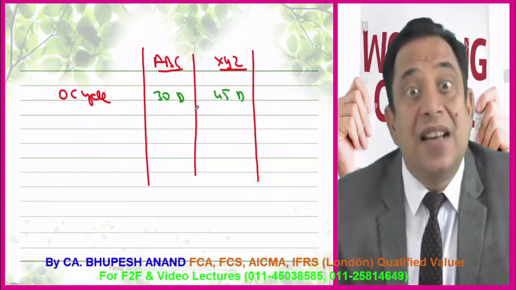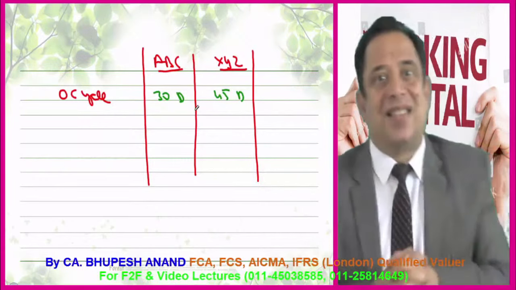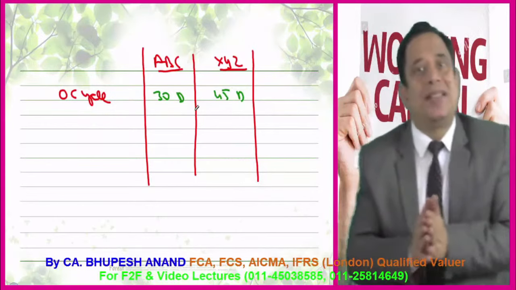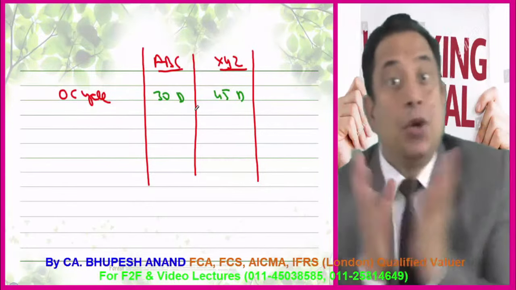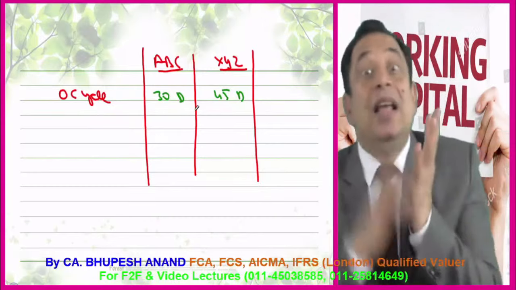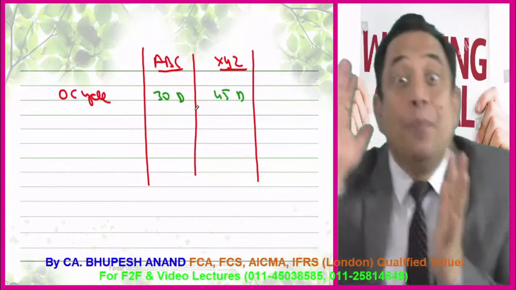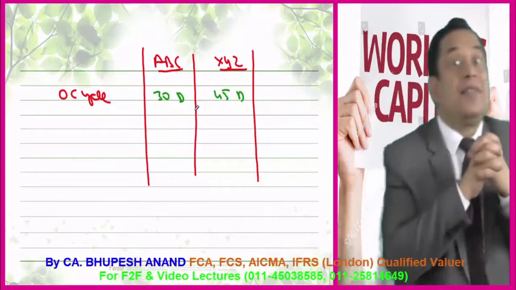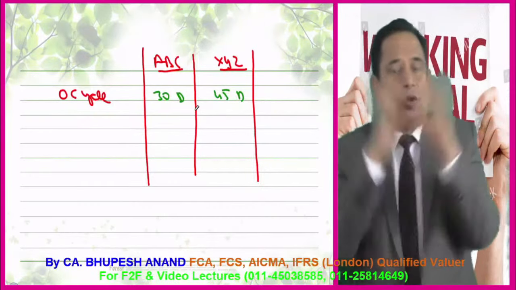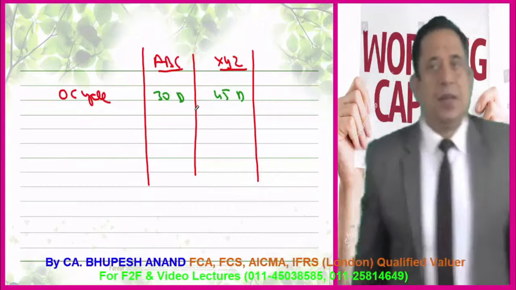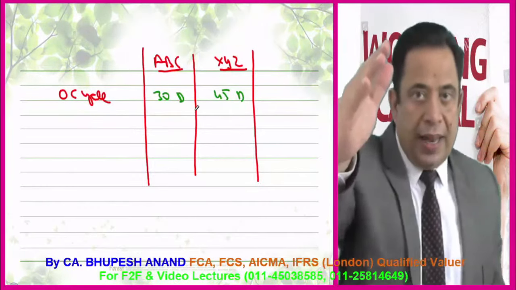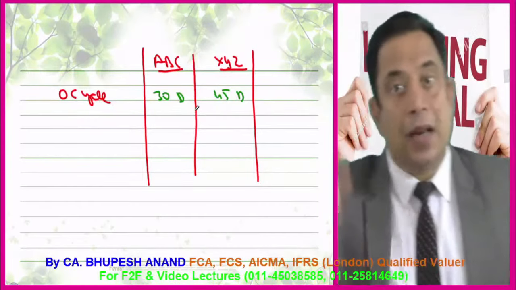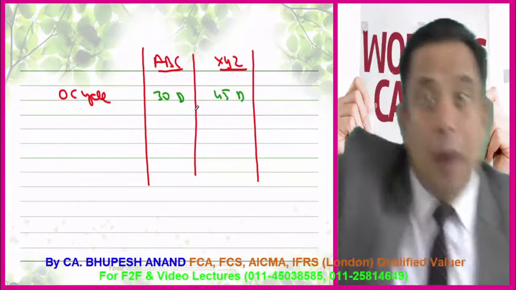It means they can easily convert their cash within 30 days. But if I compare XYZ, it has a longer operating cycle. So the concept is: the shorter the operating cycle, the better it is, and the more effectively you are utilizing your working capital. So the benchmark is the shorter the working capital cycle, the lower will be the funds invested in working capital, and the better and smarter it is.